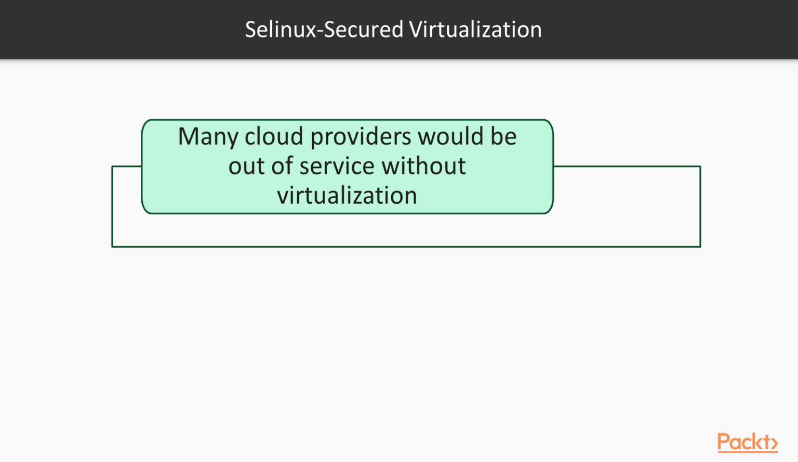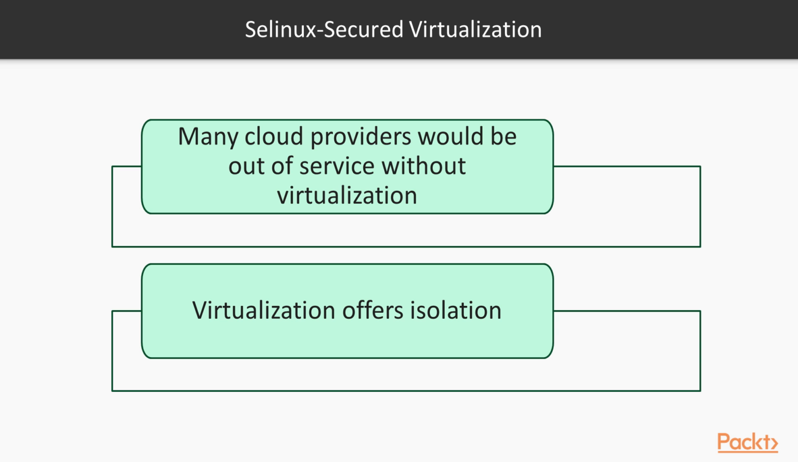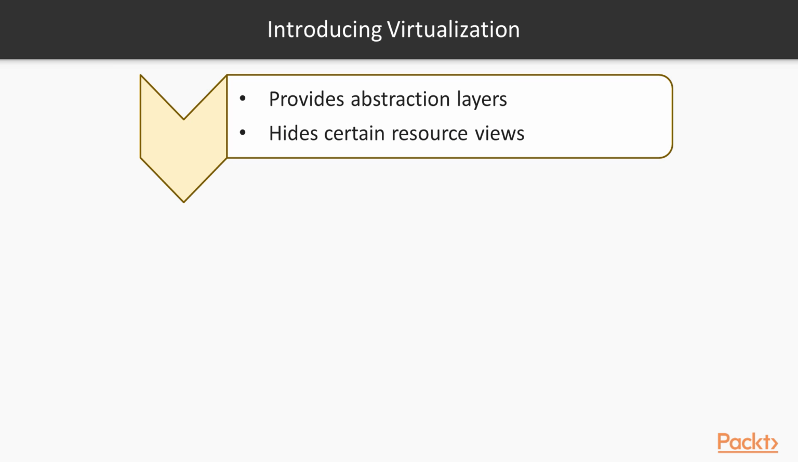Virtualization is part of many infrastructural services. When we look at service offerings today, we realize that many cloud providers would be out of service if it weren't for virtualization. One of the services that virtualization offers is isolation, which SELinux can support and augment quite nicely. When we look at virtualization, we look at the abstraction layers it provides in order to hide certain resource views, such as hardware or processing power.